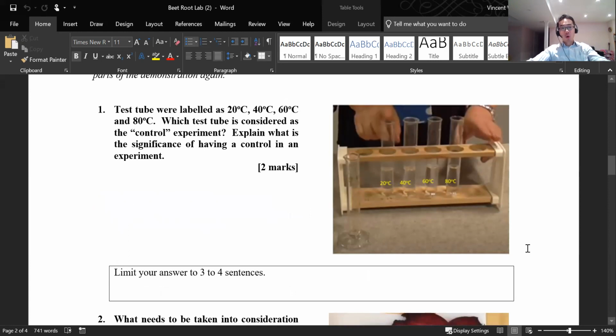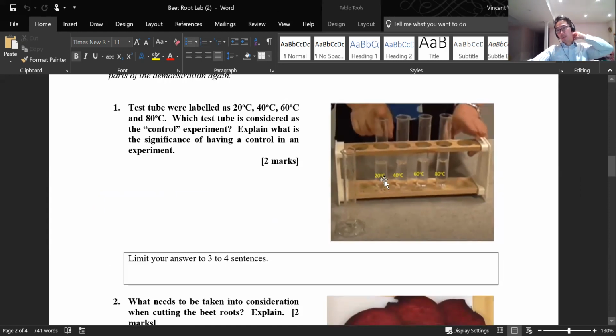This one, the control is the 20 degree. A lot of people put 0 degree. Remember, the control is the one that is not being manipulated. Okay, so 20 degrees is the closest to the room temperature. And in this case, that would be used as a control.